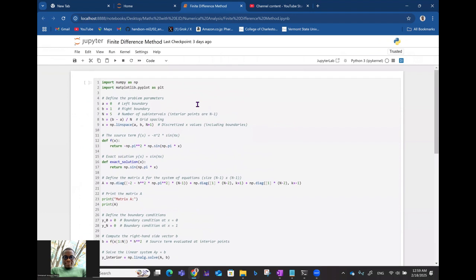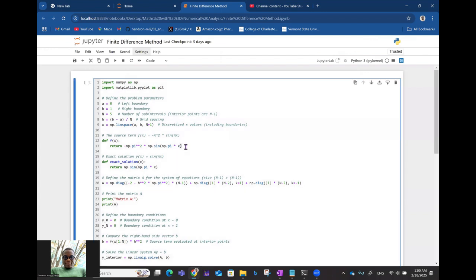You see in line 5, we have the left boundary, and line 6, we have the right boundary. That's y of 0 equals 0 and y of 1 equals 0. Then n is 5, the number of subintervals which we used, and then we have the grid spacing, which is h equals b minus a over n. Then the exact solution, we have it here. That's sine pi x. This is the right hand side of the problem itself, which is minus pi squared and all that.